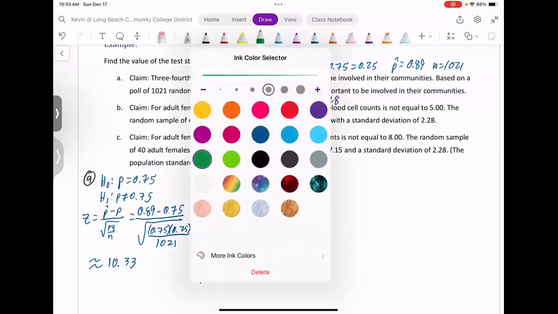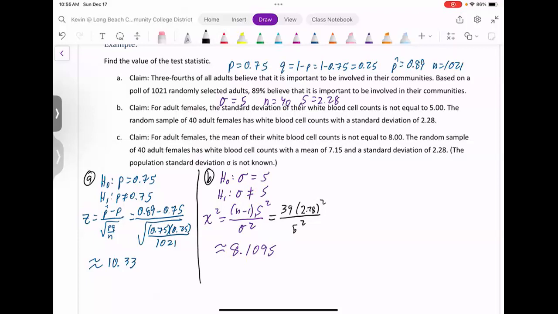All right. Let's move on to part C. For female adults, the mean of their white blood cell counts is not equal to 8. So that is going to be our mean. The random sample of 40 adult females, so there's our n. And of those 40, our x bar is 7.15, and our s is 2.28.